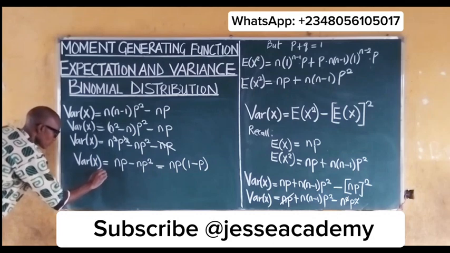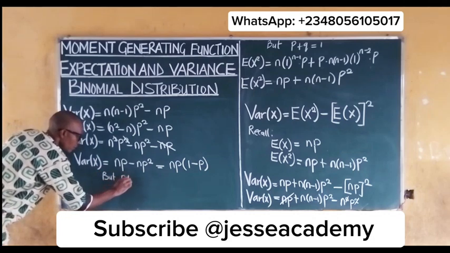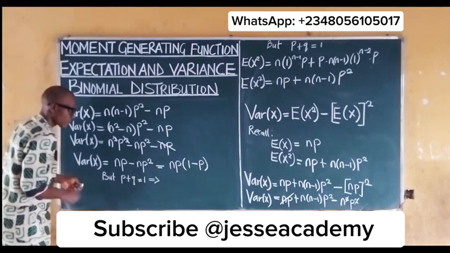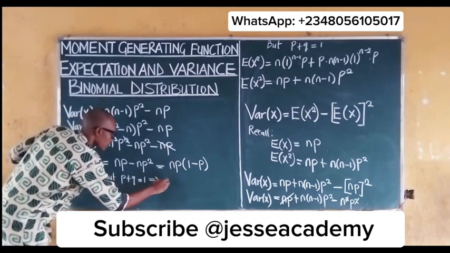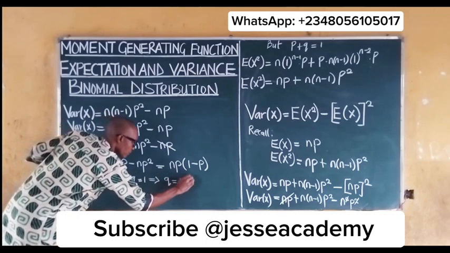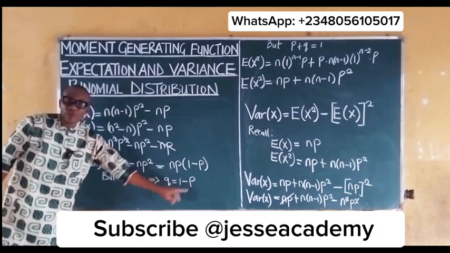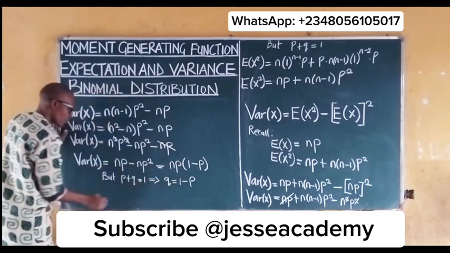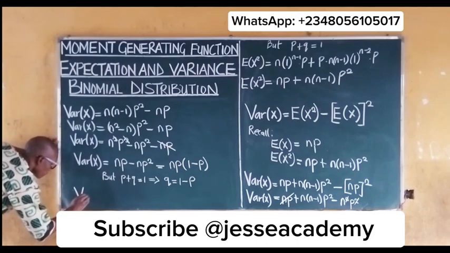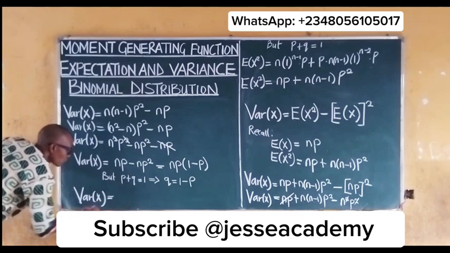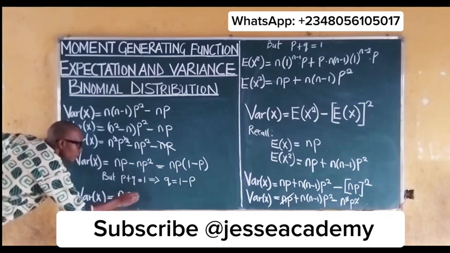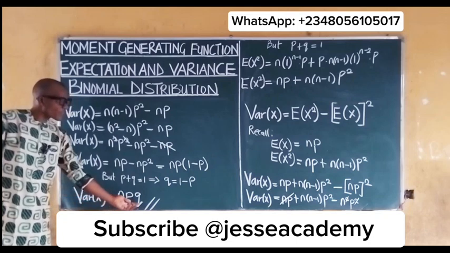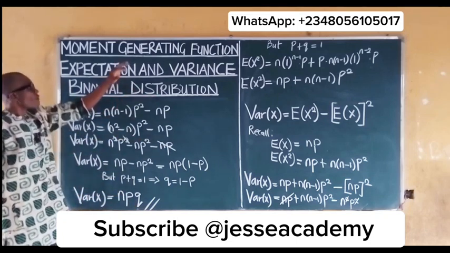We should recall that if p plus q is equal to 1, it implies that q is equal to 1 minus p. From probability, q is equal to 1 minus p. It then means that if we have 1 minus p here, the whole of this is q. So we can write our variance of x to be equal to np, and we now substitute this q into here, npq. Hence, our variance of x is npq.